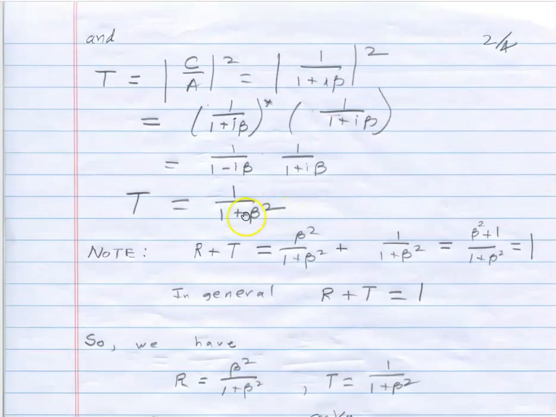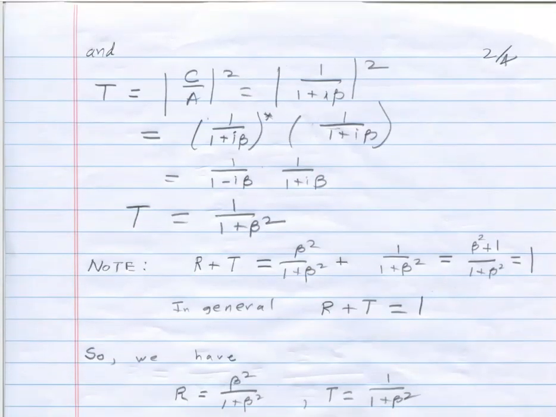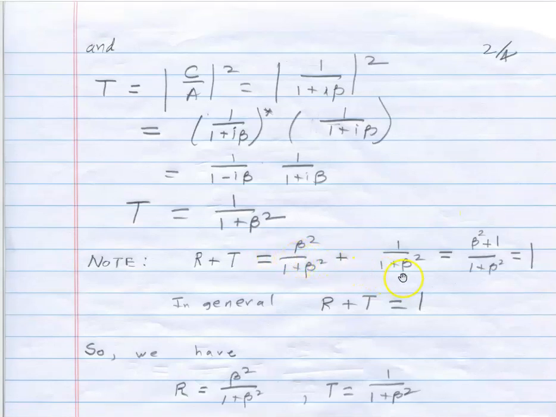Similarly for the transmission coefficient, C over A was 1 over 1 plus i beta. And then when I take the absolute modulus squared of that, I get 1 over 1 plus beta squared. Notice I can do these two and add R and T. I've got R as beta squared over 1 plus beta squared and T as 1 over 1 plus beta squared. So add those two up, and what you find is that it reduces to 1.